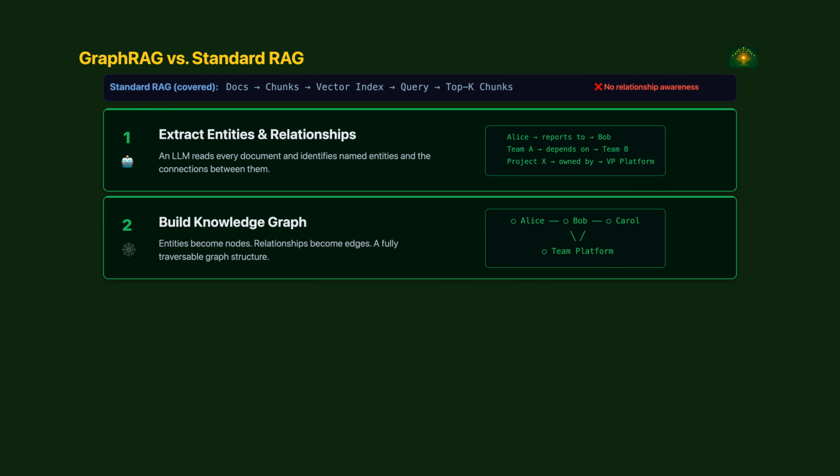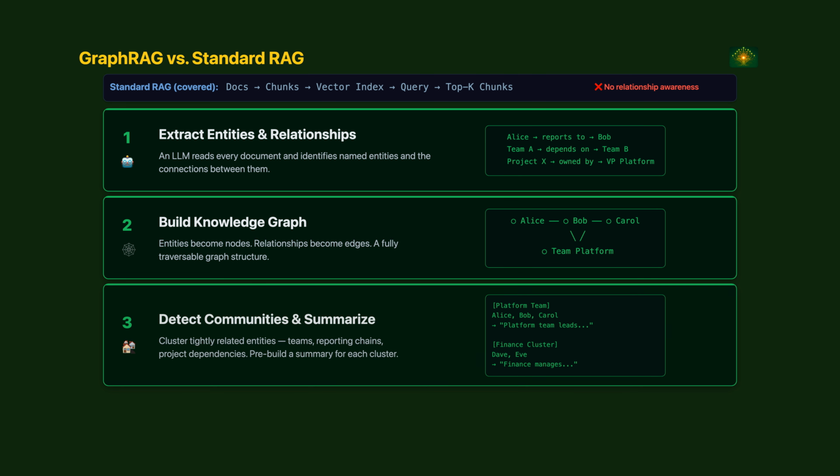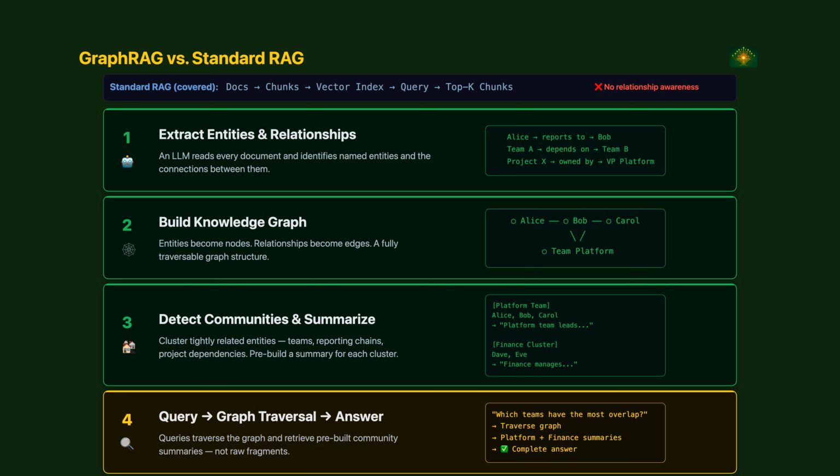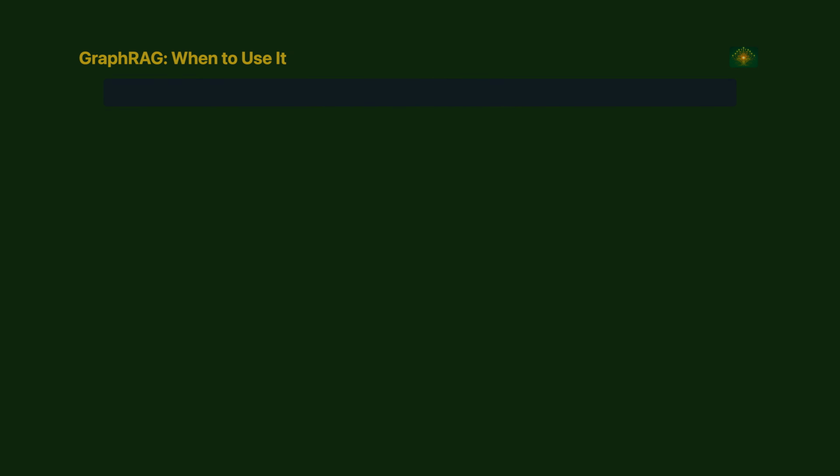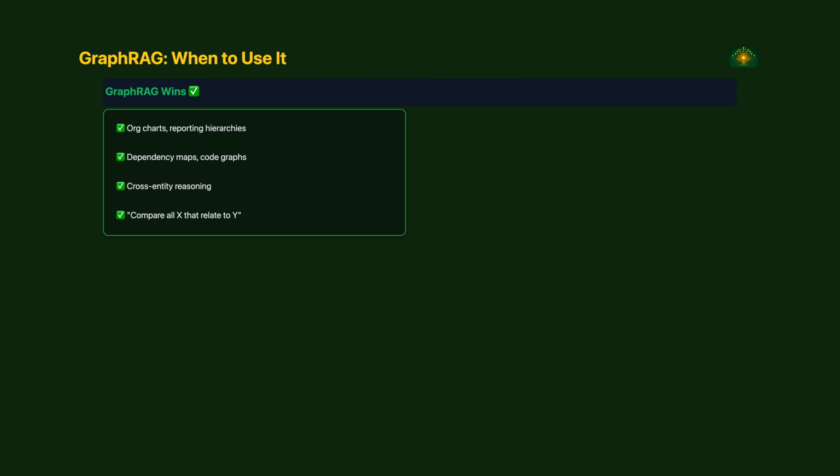GraphRAG then detects communities, clusters of tightly related entities, and pre builds a summary for each. When a query arrives, it traverses the graph and retrieves those summaries, not fragments. The question about team overlaps, the answer is already mapped before any query ever arrives. GraphRAG wins when the question is about connections, not content. Org charts, dependency maps, which X affects Y.